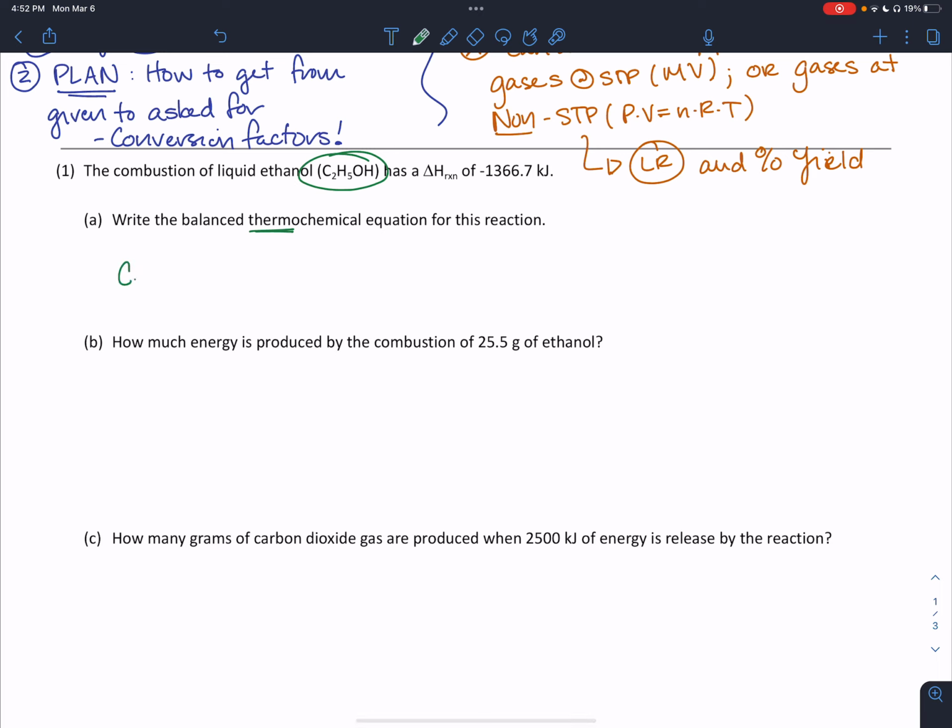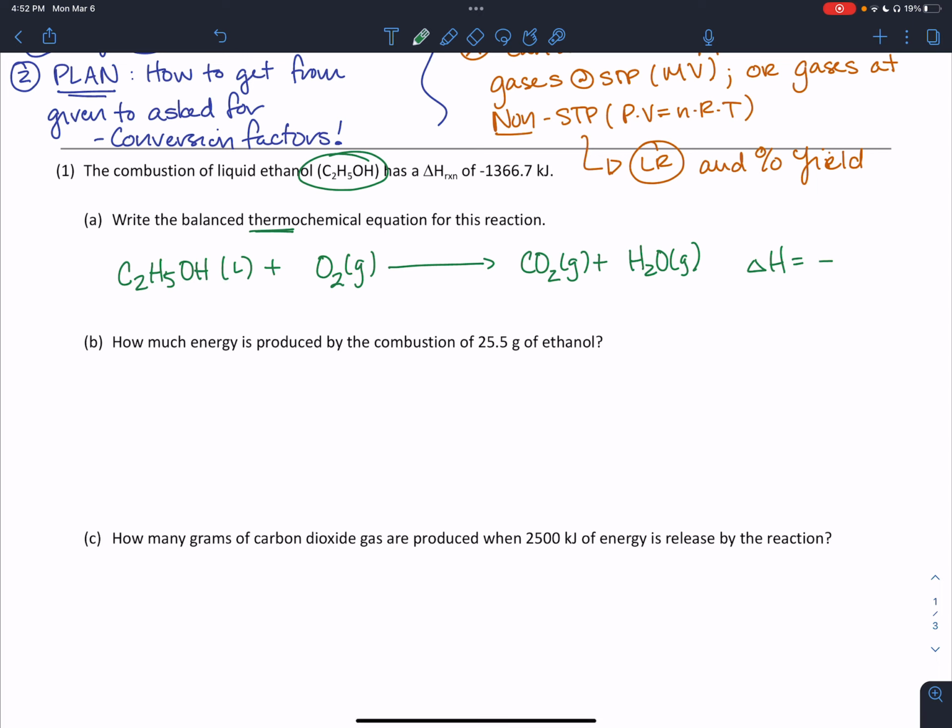All right. So I'm going to start with my ethanol, C2H5OH, and it is a liquid. Combustion requires the presence of oxygen, so O2 gas, and that's going to yield two products, CO2 gas and water vapor. According to this problem, I have a delta H of reaction, which is negative 1,366.7 kilojoules. What that negative sign tells me is this is an exothermic process, so energy is being released. I can either list it as a product, or I like to just leave it as the delta H. So I say delta H for this process is negative 1,366.7 kilojoules, and that should be per mole.